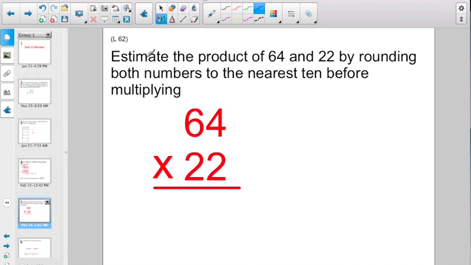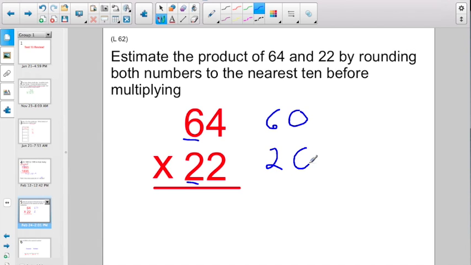Check out this one. Estimate the product. Hopefully you know product means multiply, of 64 and 22 by rounding both numbers to the nearest 10. So 64. Look at the neighbor on the right. Is he closer to 60 or closer to 70? Looks to me like this guy would be closest to 60, right? Because the neighbor on the right is less than 5. 22. Look at the neighbor on the right. He is less than 5 also, so he's going to round to 20.